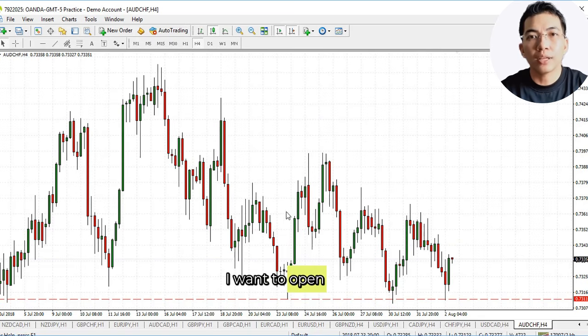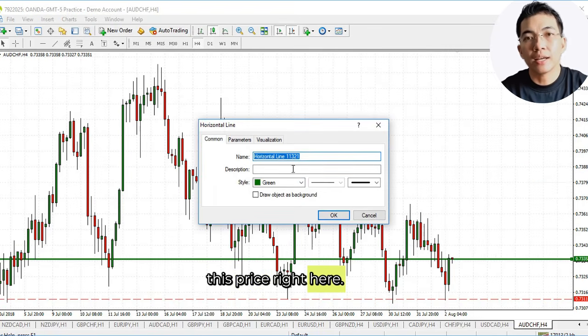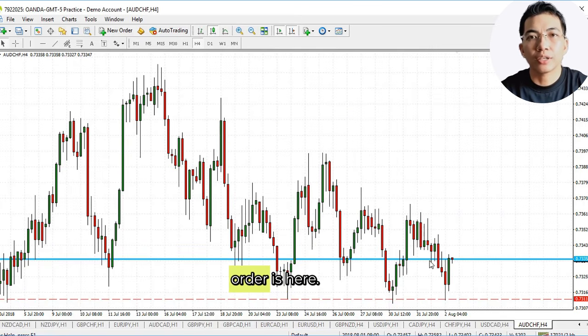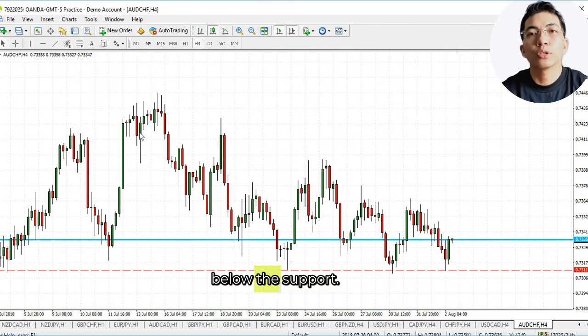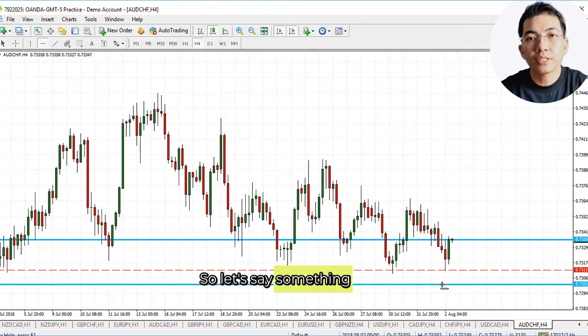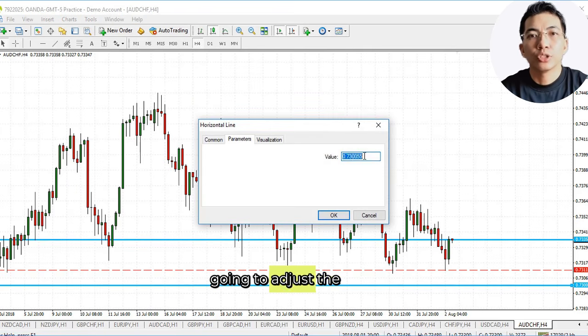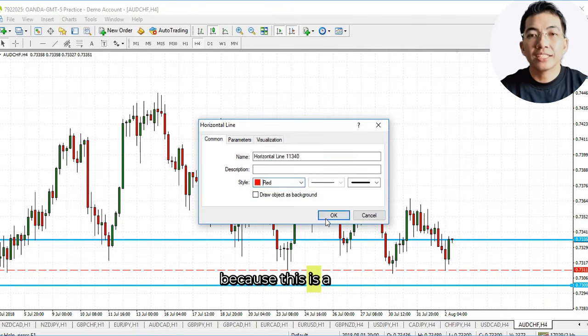I want to open a market order, a buy market order. So I want to select this price right here. I want this line in light blue and I want to adjust the price. So my order is here. Now about the stop loss, I want it below the support. So let's say something like 0.73 and I'm going to adjust the price and also color this line in red because this is a stop loss.